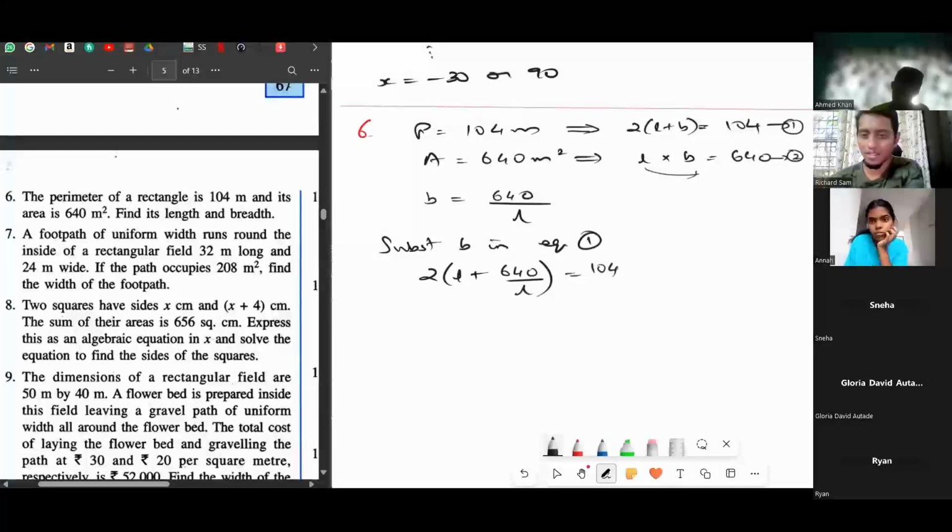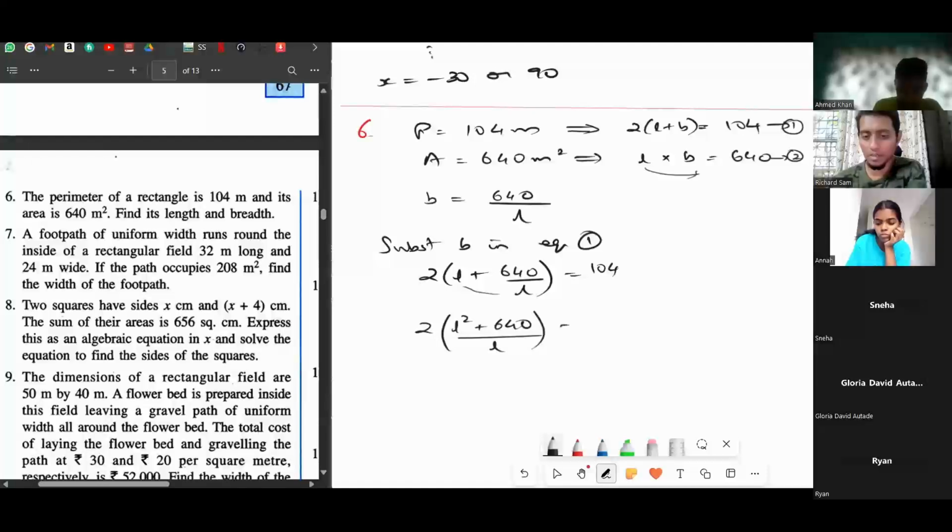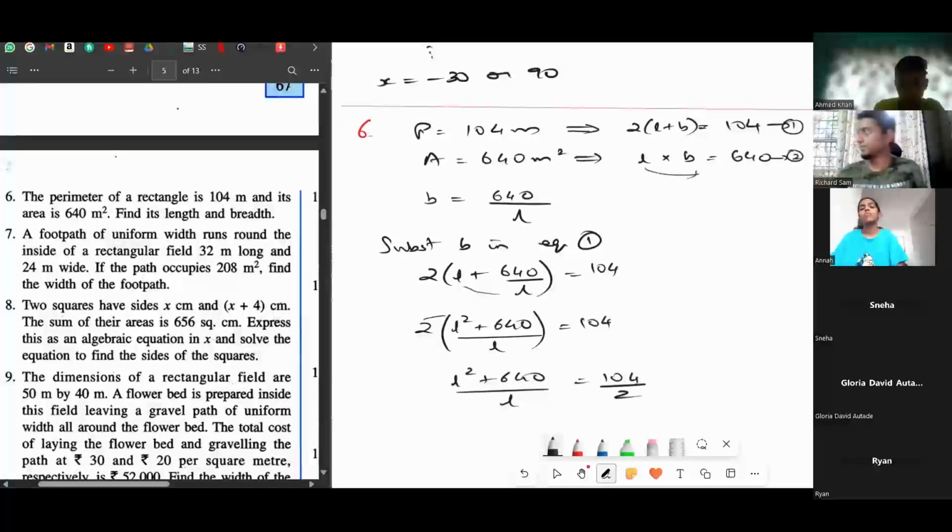Okay. See, there are many different ways to solve it. This is one way. All right, now simplify this. So this is number plus fraction. Shortcut is what? L square plus 640 whole divided by L equal to 104. Then what do we do? 2 is multiplied with the whole thing. So let's take 2 on the other side. It will get divided. So L square plus 640 divided by L is equal to 104 upon 2. Correct?